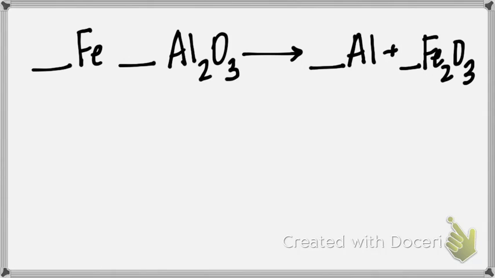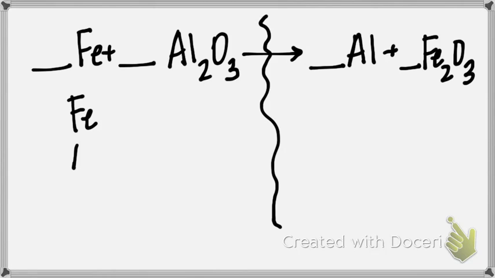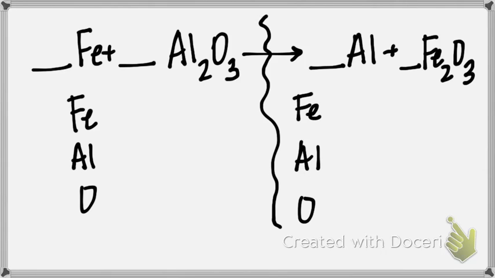On this particular reaction, you've got iron that reacts with aluminum oxide, and it yields aluminum and iron(III) oxide. Same thing, you go through and you have to do an inventory. So you have iron, you have aluminum, and you have oxygen. Even though the elements don't show up in the same order on the product side, I'm still going to list them in that order. That way, visually, it keeps everything straight.